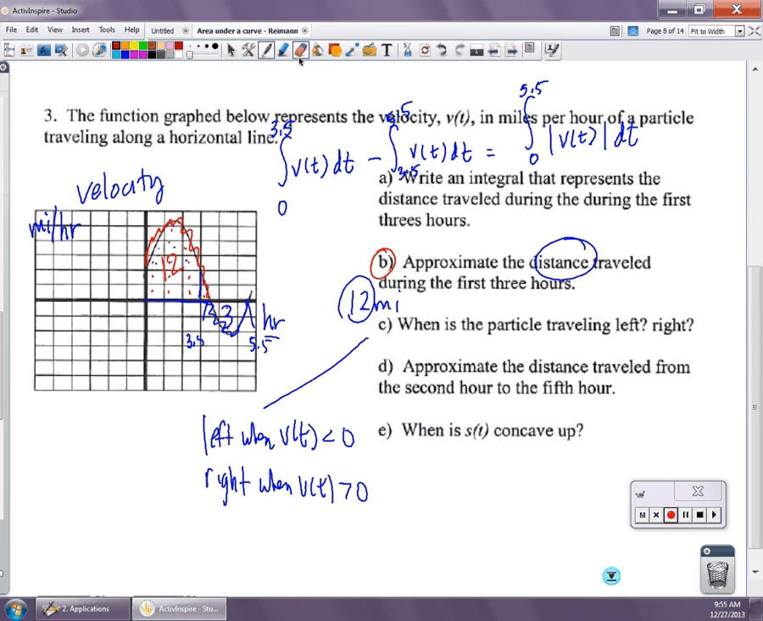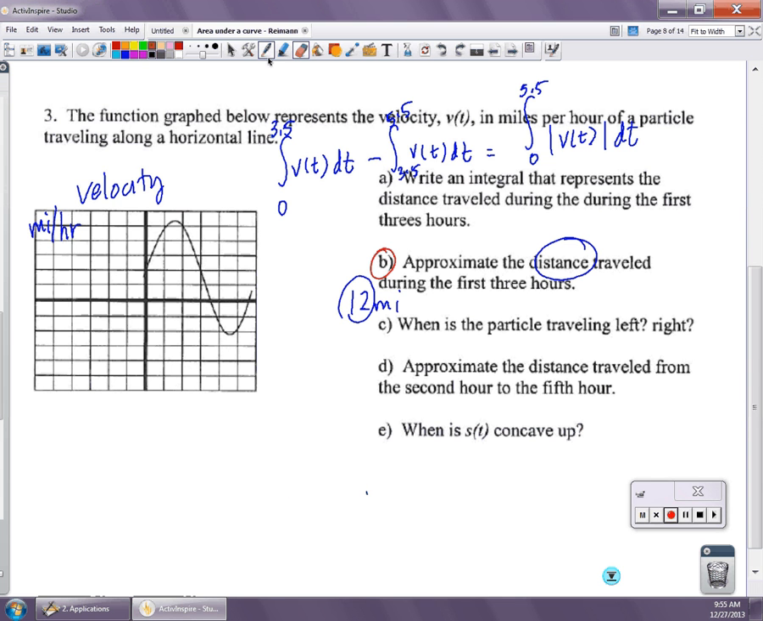So if we're going to go from the second hour, let's erase this. So for letter D, we want the distance traveled from the second hour, so 1, 2, to the 5th hour, 3, 4, 5. So we're looking for this region right here. So that would be the integral from 2 to 3.5 of v of t dt minus, remember, forcing that negative area to be positive, the integral from 3.5 to 5 of v of t dt.